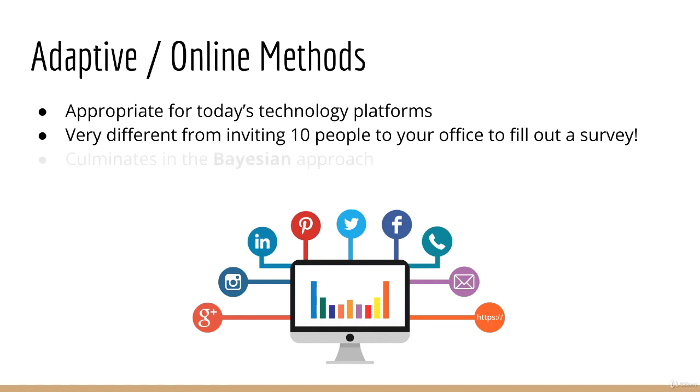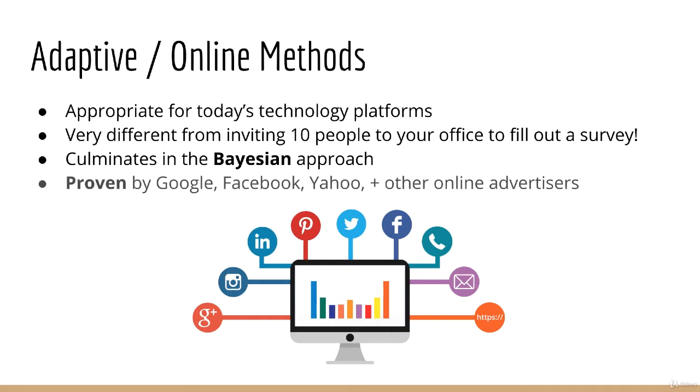These adaptive methods will culminate in the Bayesian approach to A/B testing. Based on experiments done by companies such as Yahoo, Google, and many online advertising companies, we know that the Bayesian approach is ideally suited to today's online platforms. To put it plainly, they work very well.